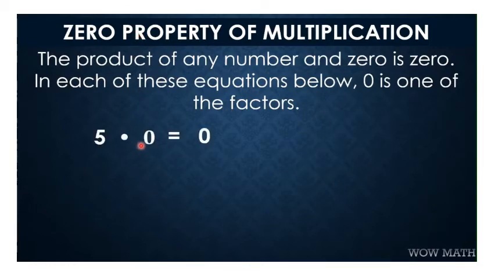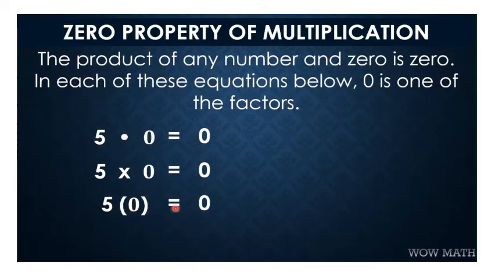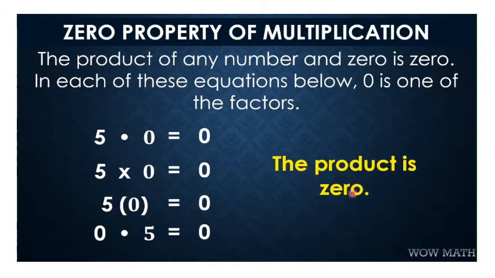Okay? Now, so, halimbawa, 5 times 0, that is 0. Next, gamitan ko ng parenthesis, 5 times 0, that is still 0. Baliktarin ko siya, 0 times 5, that is still 0. So, anong gustong sabihin nito ng zero property? Na kahit anong number ang i-multiply natin sa 0, the product is always 0.